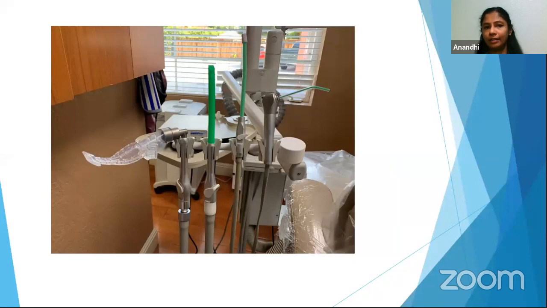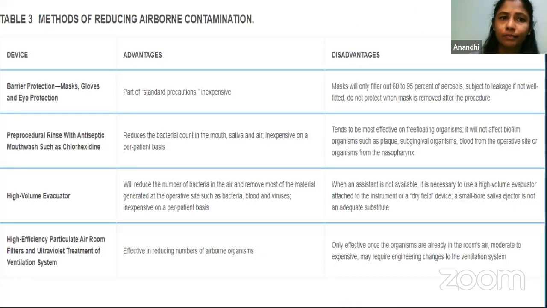The saliva ejector, I mean, I'm okay with it, but that doesn't pick up aerosol. The HV, of course, picks up the aerosol. So these are the things that we do to reduce the bacteria in the aerosol and to reduce the aerosol itself in the surrounding where we work. So this is when we are working with the patient.